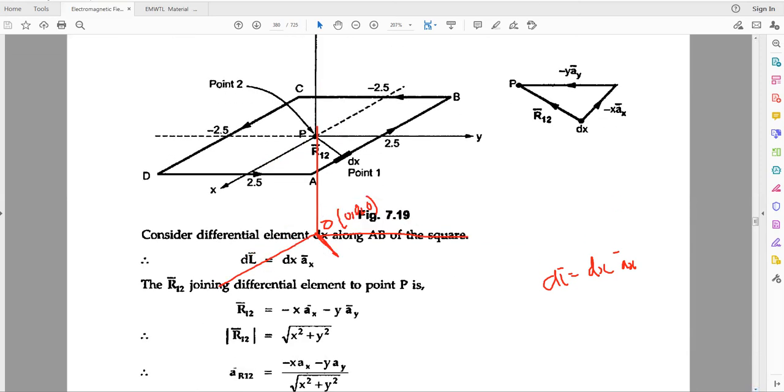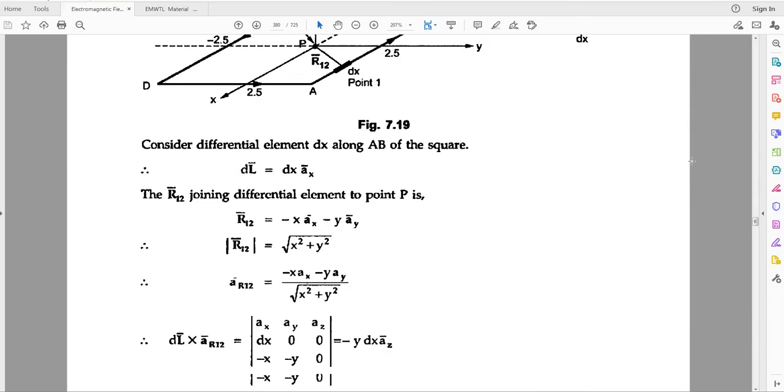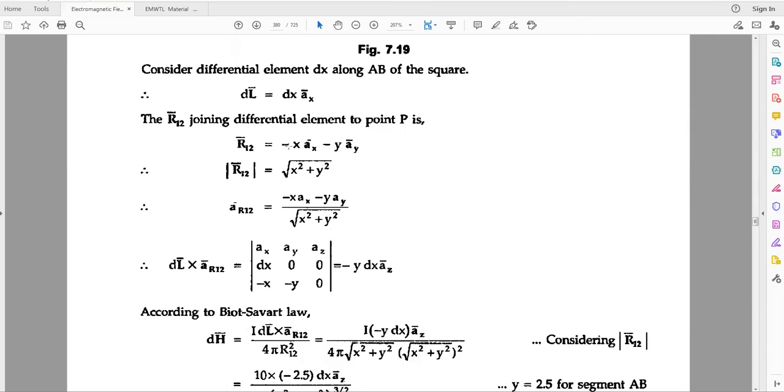And another point is at dx. r12 bar is equal to the x value, one thing minus x ax bar and minus y ay bar. The joining differential element at the point P we can take, saying the current is given as 10 amperes and the distance of 5 meters is given. So there are only the x and y components, under root of x square plus y square, minus x into minus y ay bar, sorry, and dl bar.